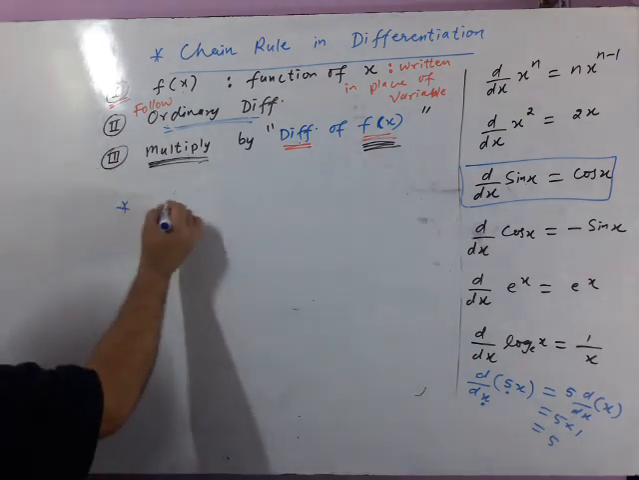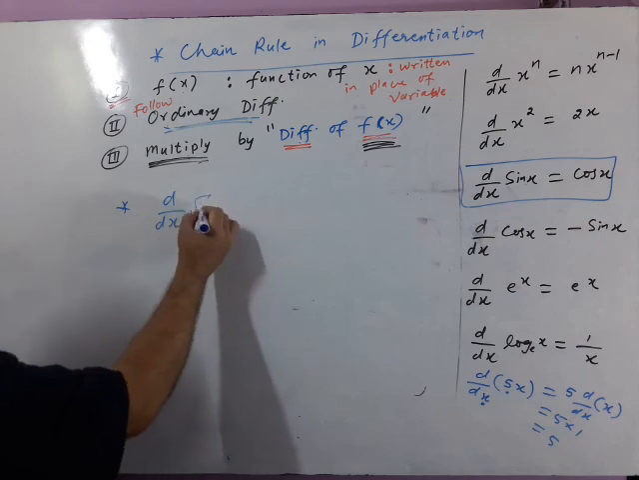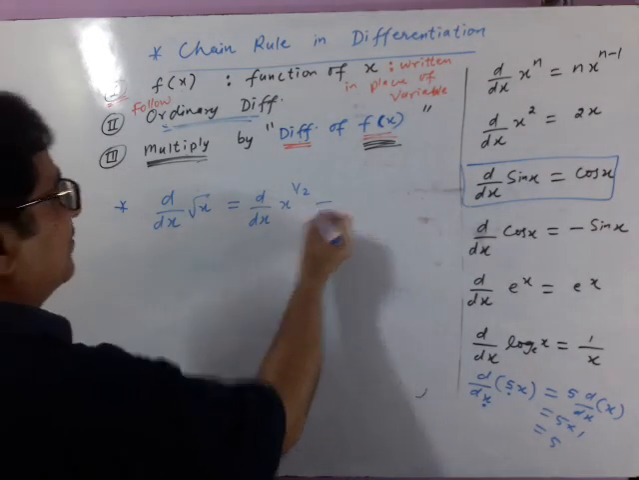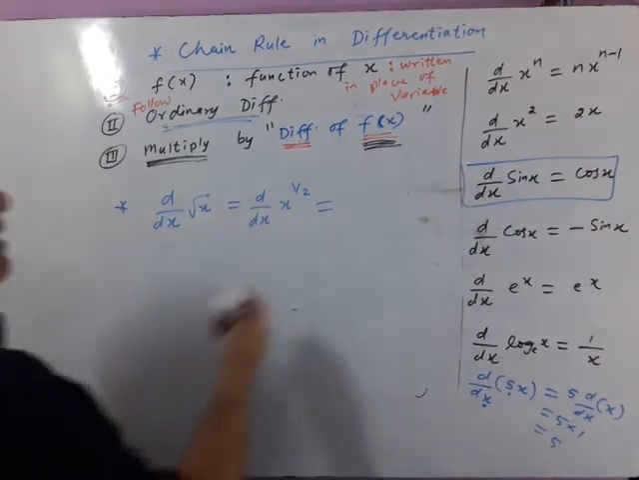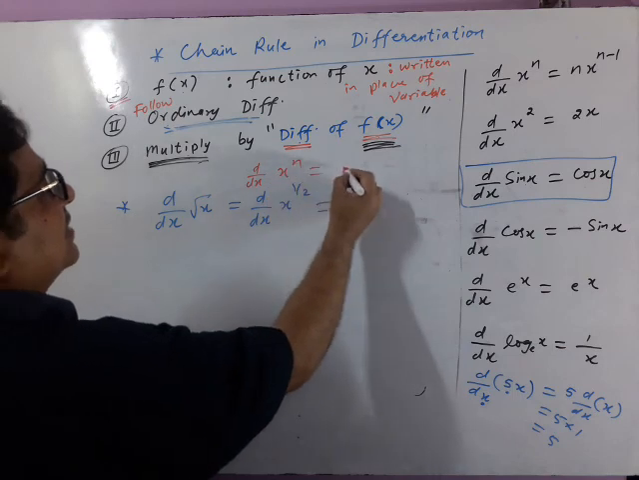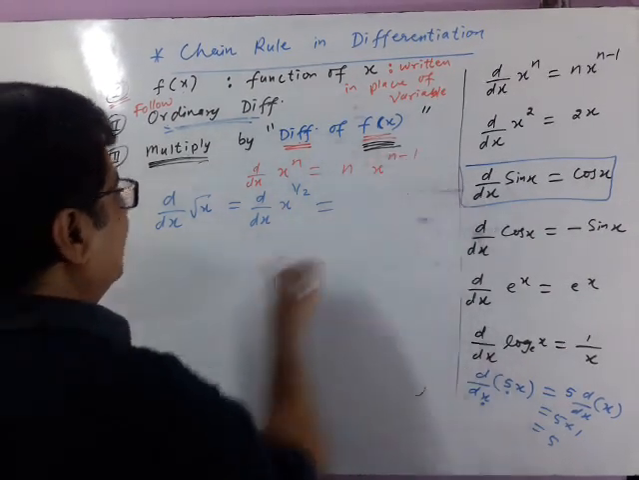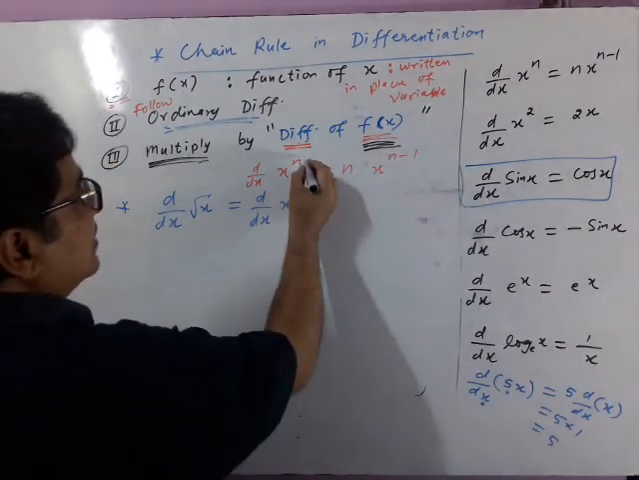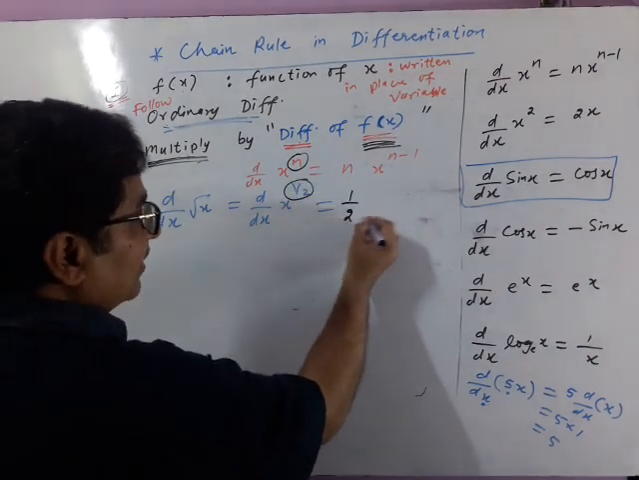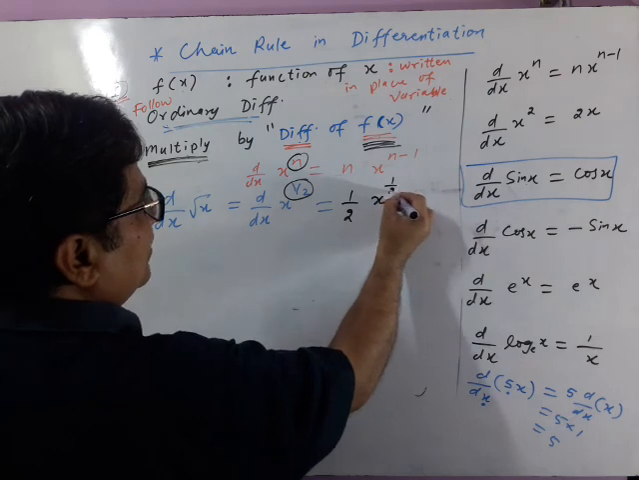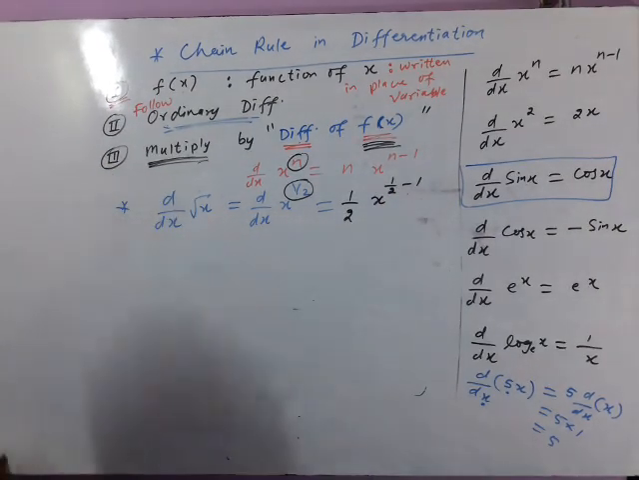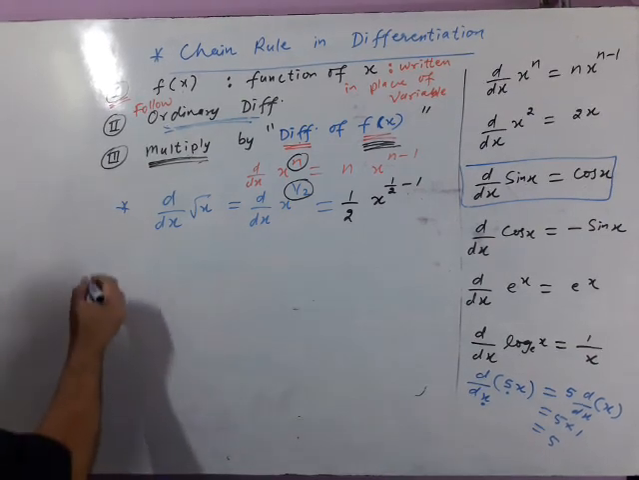You know this formula, differentiation of root x, that is, differentiation of x raised to the power 1 by 2. You apply this formula. See, d by dx of x raised to the power n is n x raised to the power n minus 1. What is written in place of n? 1 by 2. So follow this: 1 by 2, x raised to the power 1 by 2 minus 1. This is how to solve root x.